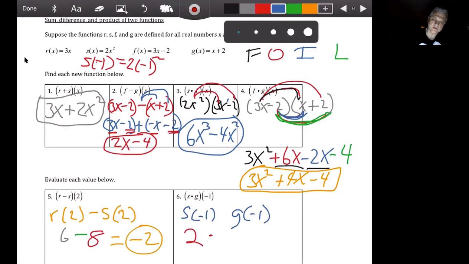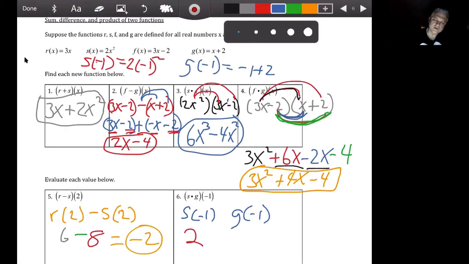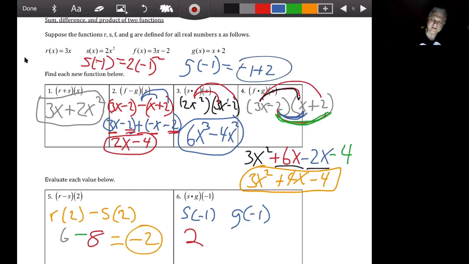g of negative 1. Well, here's g. So g of negative 1, instead of x plus 2, it's negative 1 plus 2. Because we know what g of x is, we replace the x with the negative 1 to get this g of negative 1. So negative 1 plus 2, that's 1. So this comes down to 2 times 1, which you all know is 2.